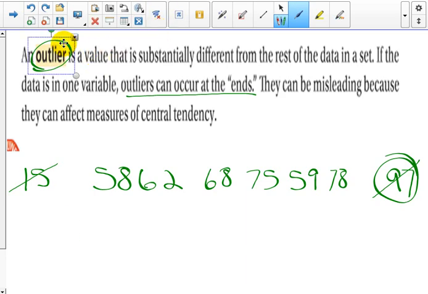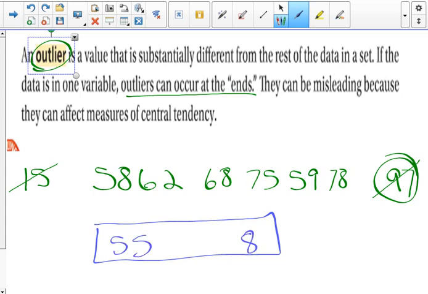An outlier is a value that's substantially different from the rest of the data set. If the data is in one variable, outliers can occur at the ends. They can be misleading because they affect the measures of central tendency. So it's like you get a class that takes a test and most of them got between, say, 55 and 80. And then you get someone that had 100%. The one that's way off out here, that's an outlier.